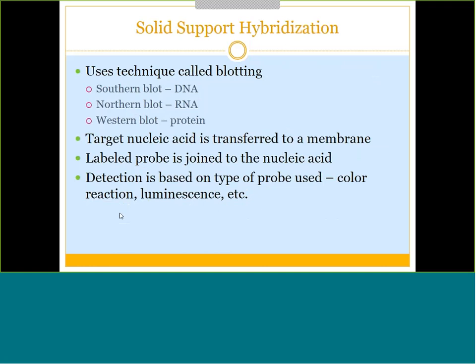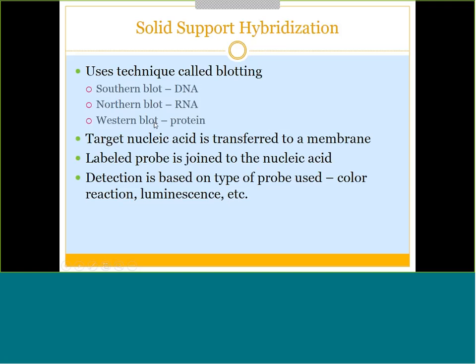And maybe these terms are familiar to you. You can use different hybridization techniques called Southern blot, Northern blot, or Western blot. Southern blot is ideal for DNA stuff. Northern blot works more with RNA stuff, and Western blot works mostly with protein things. So again, you will take the target nucleic acid, you'll transfer it to a membrane, you will join the labeled probe to it, and then you're going to detect it based on the color or fluorescence or whatever you use for that probe. And so they use this kind of similar in the blotting technique.